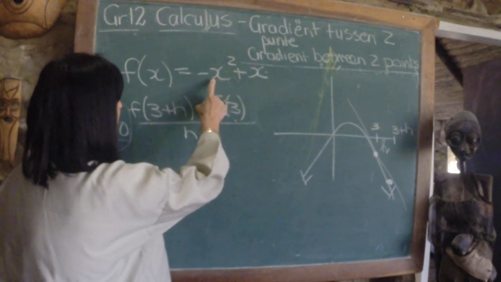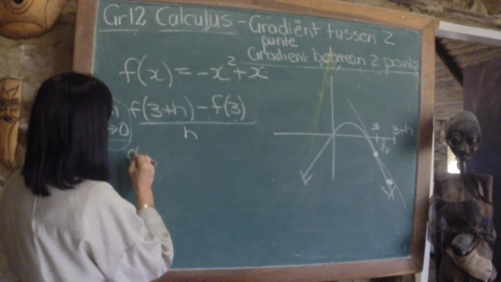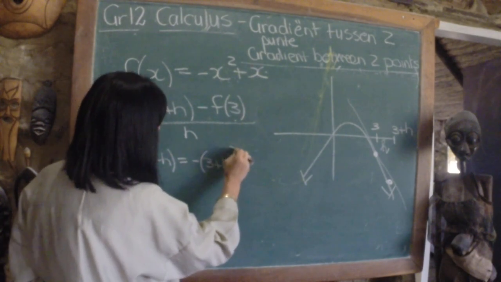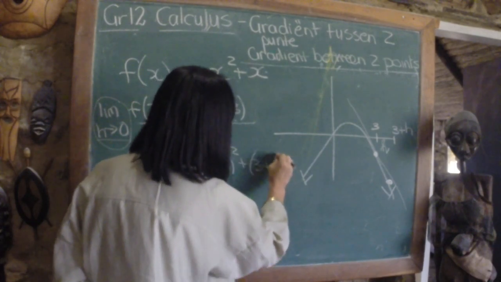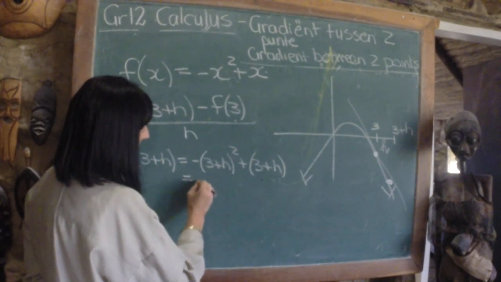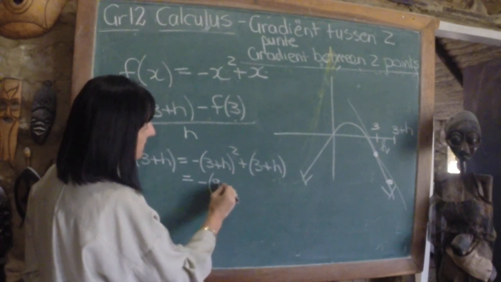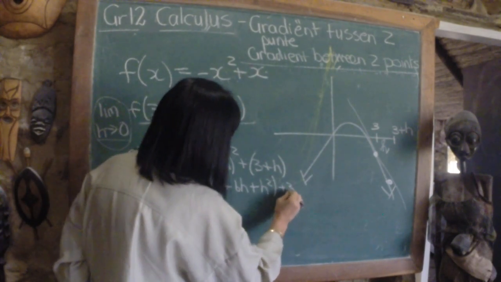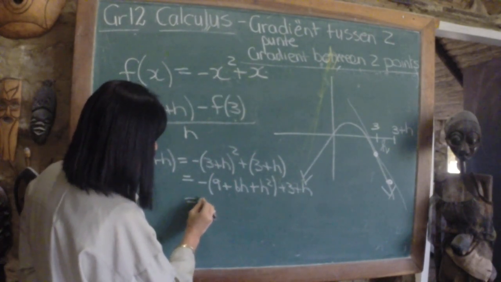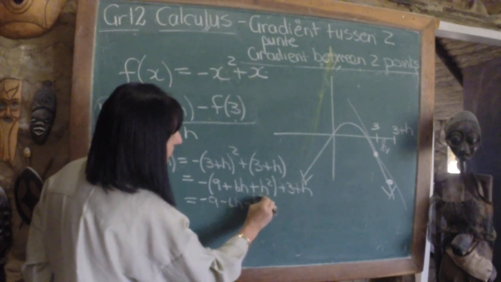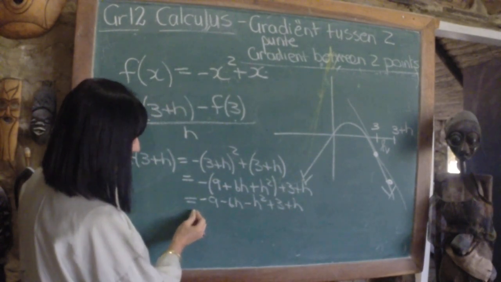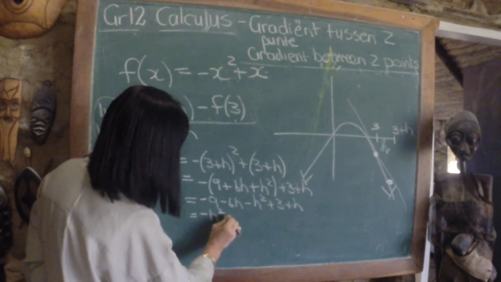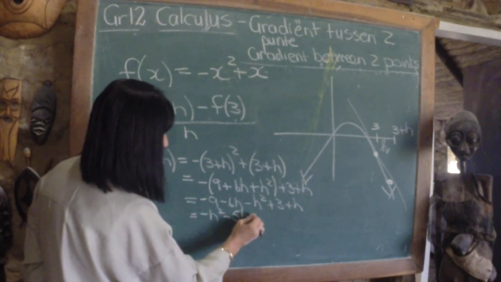We're going to put in 3 plus h in the value of x. So if we do that, it gives me minus (3 plus h) squared plus 3 plus h. Okay, let's quickly simplify. Minus, rewrite it twice, then it is 9 plus 6h plus h squared, plus 3 plus h. You multiply the minus into it, it's going to be minus 9 minus 6h minus h squared plus 3 plus h. Then we look: I have a minus h squared, a minus 6h plus h is a minus 5h, and then minus 9 plus 3 gives me a minus 6.